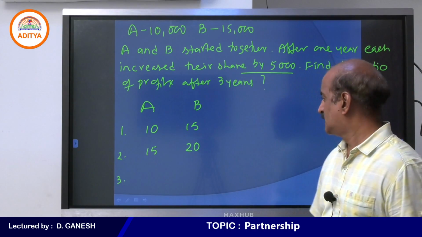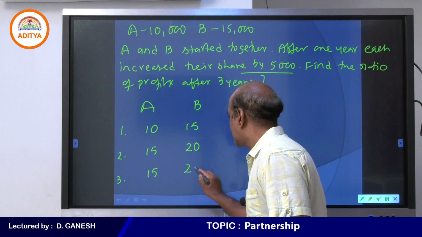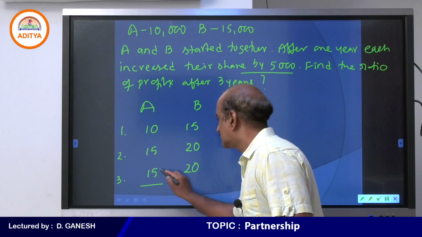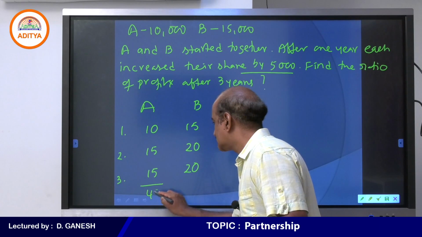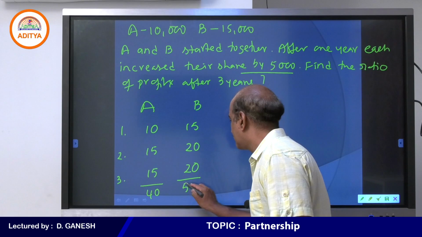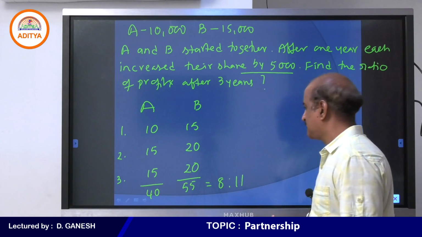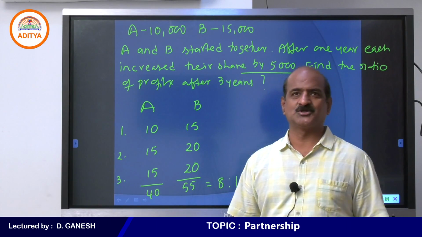That's a very good move. Third year, same 15,000 and this man 20,000. Therefore, 30 plus 10, 40. So that is about A. And this is 40 plus 15, 55. Therefore, we can understand that the shares may be distributed in the ratio 8:11.